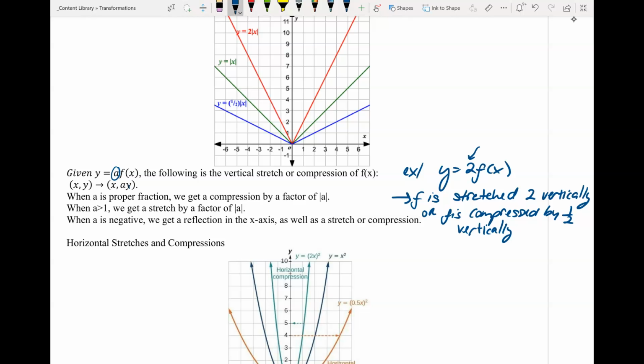If you have a negative value for a, that means we get a reflection in the x-axis. If you need to describe your transformation in words, you're going to say f is stretched 2 vertically, and there's a reflection in the x-axis, and that is if a is negative.